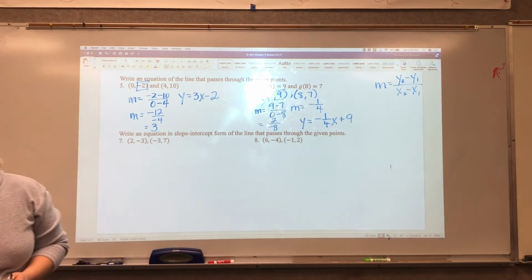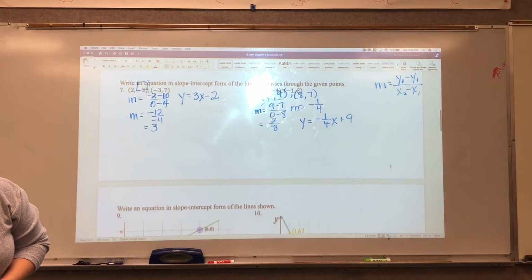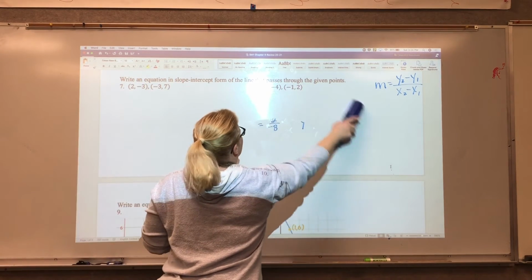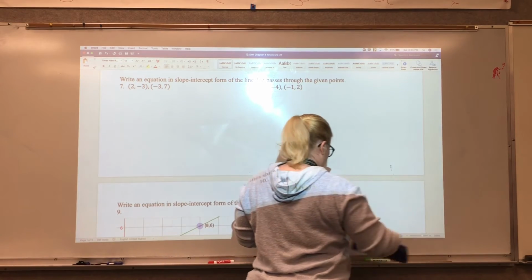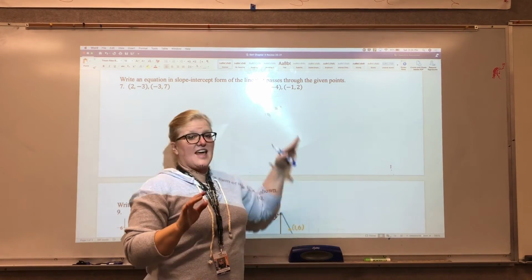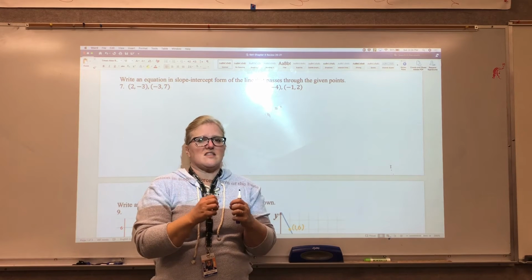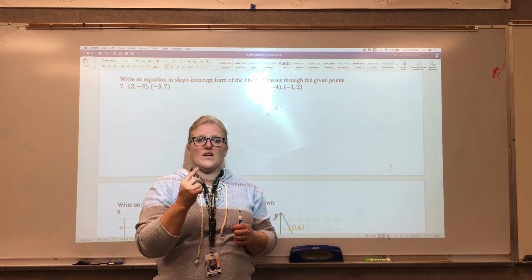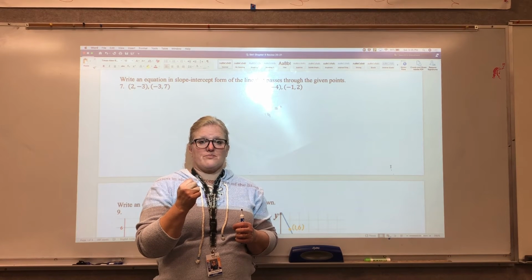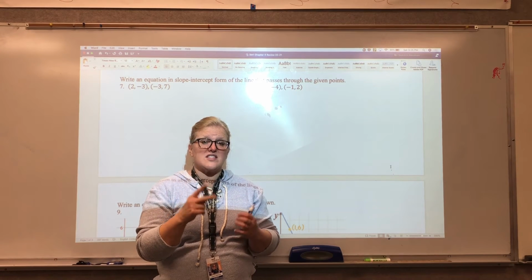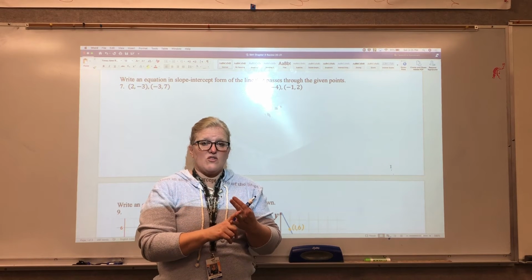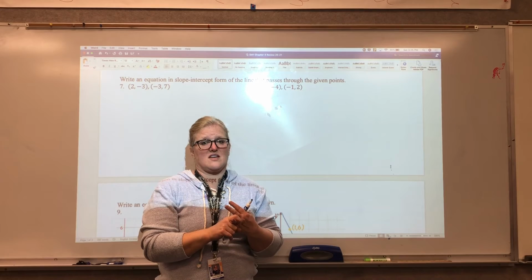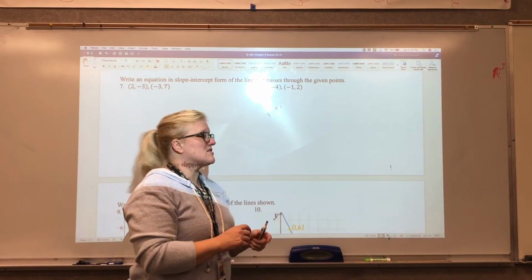I've got enough time to do the next couple. I can't stress enough how much these next problems are the base of this whole test. It's when you get 2 points, and one's not the y-intercept. You find the slope, and then you find the y-intercept. You're going to do this over and over on the test, so make sure you know how to do this.